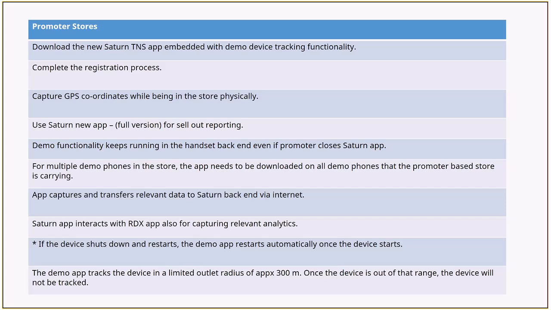So the way the demo functionality works is it keeps running in the background of the Saturn app, and it keeps on passing on the usage information of the demo phone back to the Saturn server. Even if you close Saturn, the demo functionality keeps functioning and keeps recording the time that the phone is being utilized in that particular store. What you need to remember is that if there is more than one demo phone deployed in the store, you need to download the Saturn app on each of these demo phones in your store.